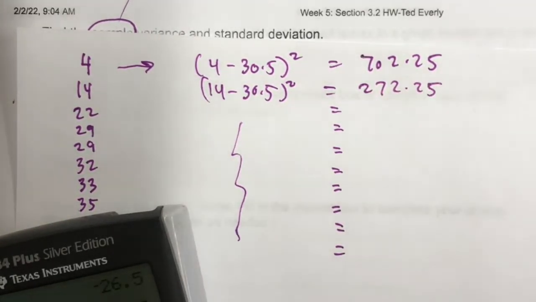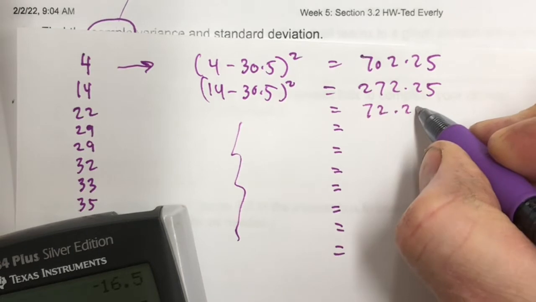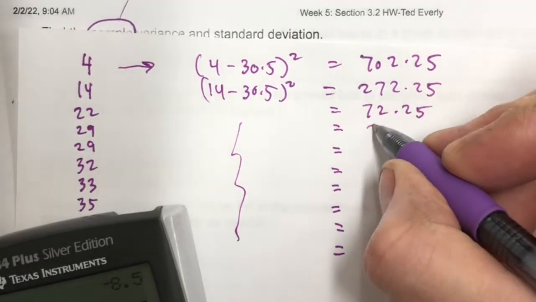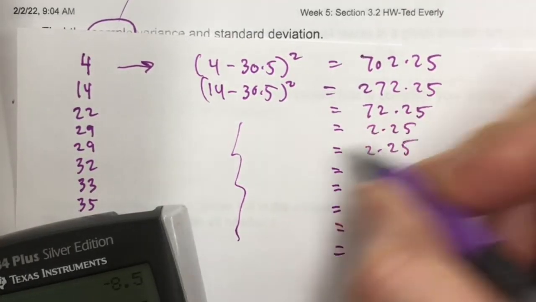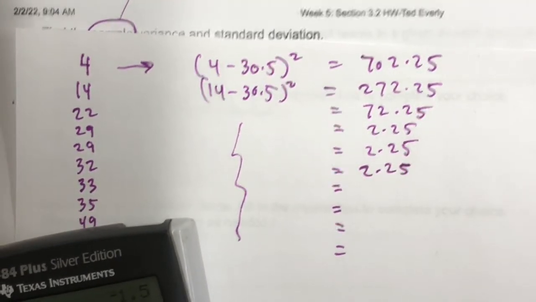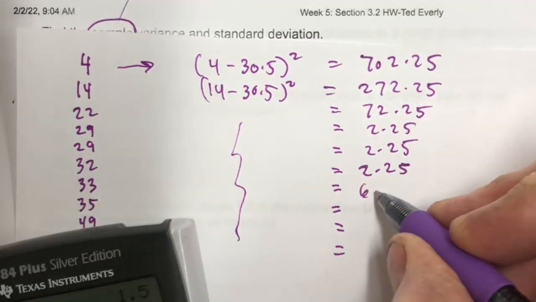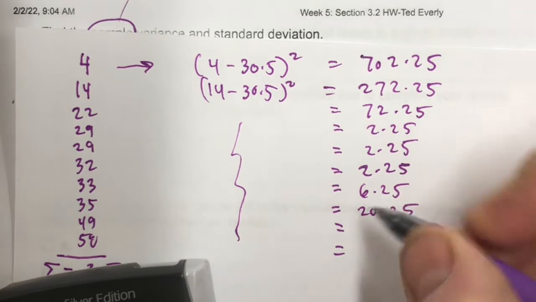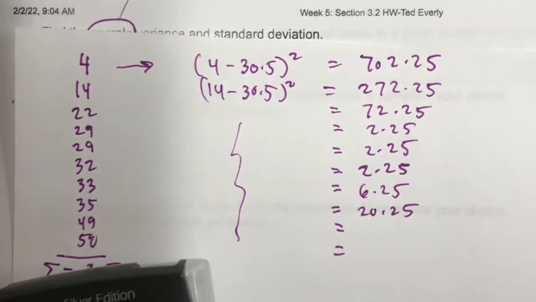Then I got 14 minus 30.5, enter, square, enter. 272.25. 22 minus 30.5, enter, square, enter. 72.25. 29 minus 30.5, enter, square, enter. 2.25, and this is the same thing because it's the same number. 32 minus 30.5, enter, square, enter. 2.25 there as well. 33 minus 30.5, enter, square, enter. That's 6.25. All right, 35 minus 30.5, enter, square, enter. 20.25.